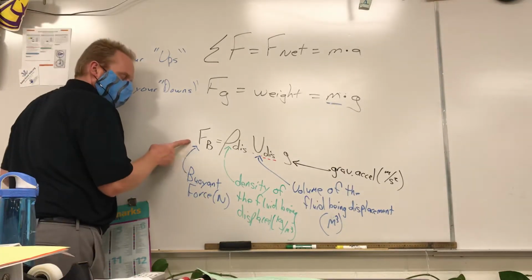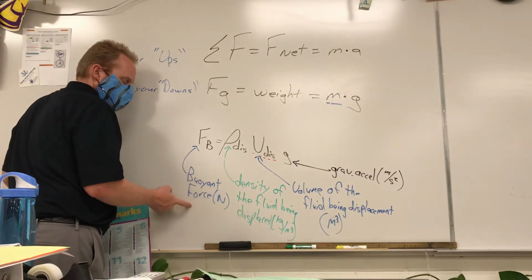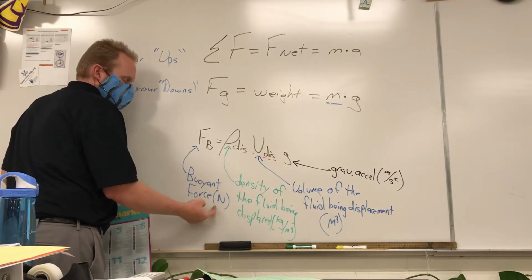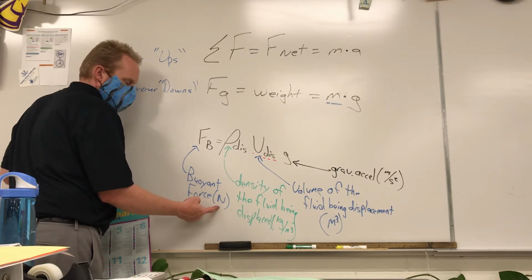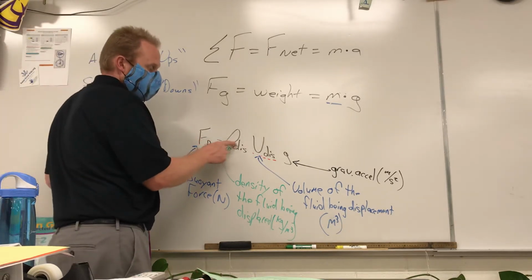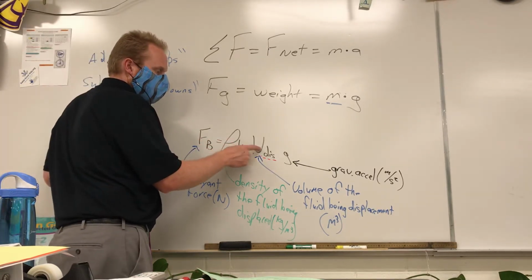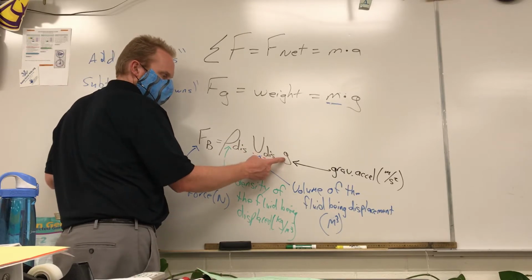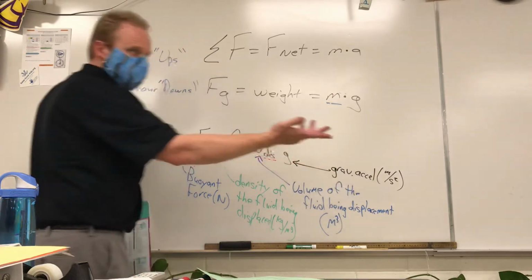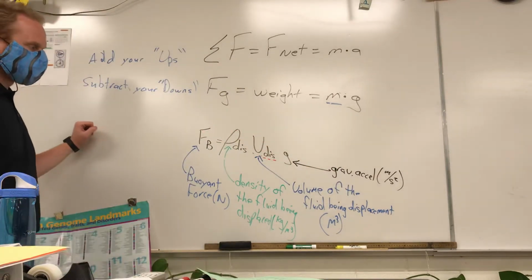This is our force equation for buoyant force. It's on your formula sheet. All forces we've dealt with, we calculate in newtons. So the buoyant force is equal to the density of the fluid being displaced times the volume being displaced times the gravitational acceleration. G simply, we're on Earth, is 9.8 meters per second squared.